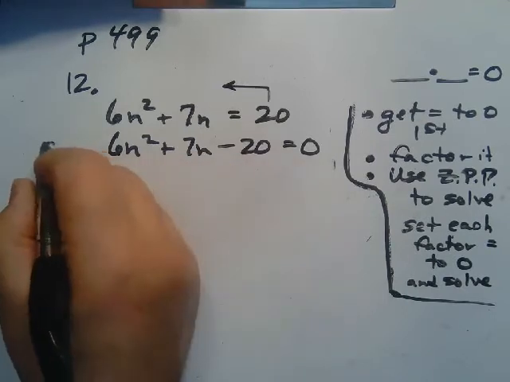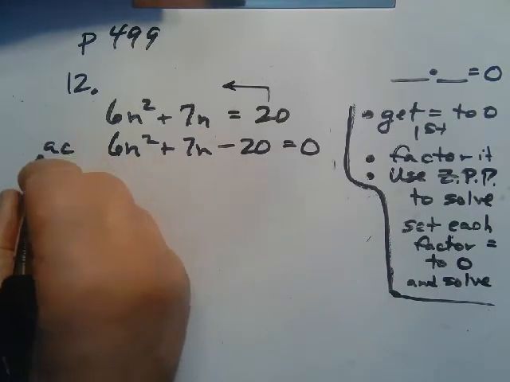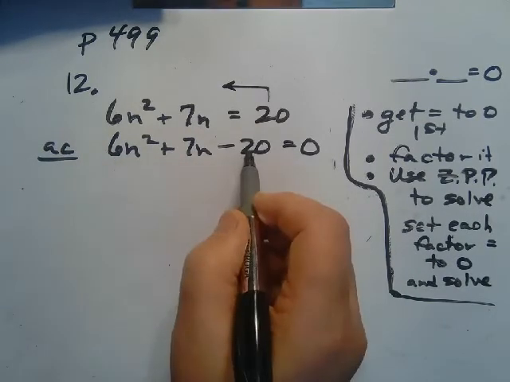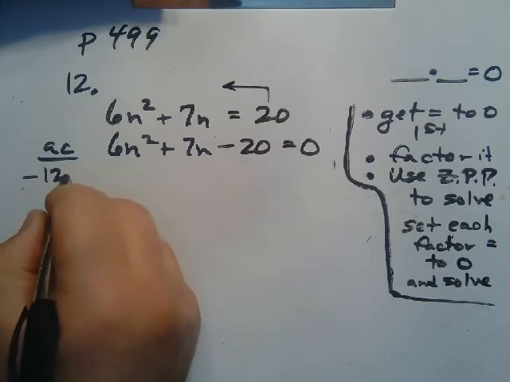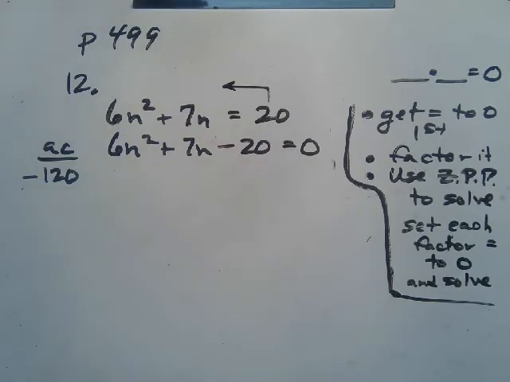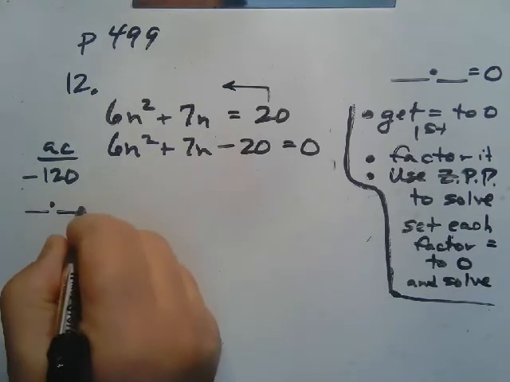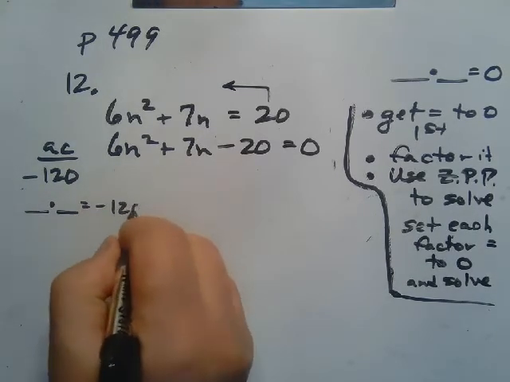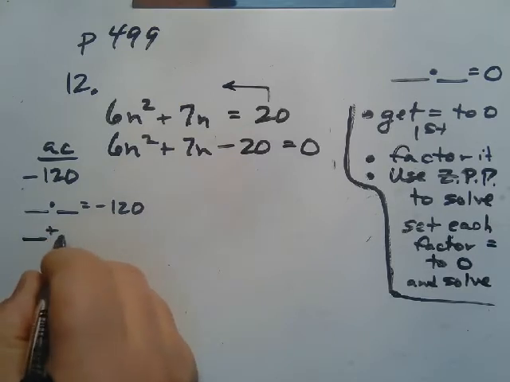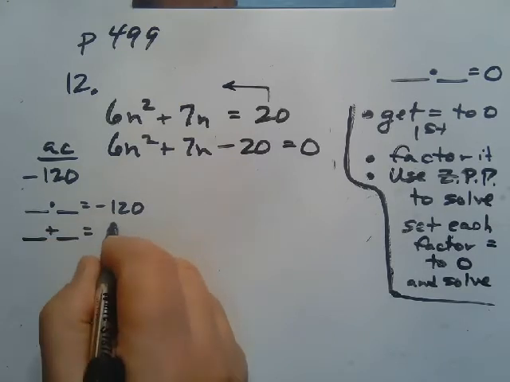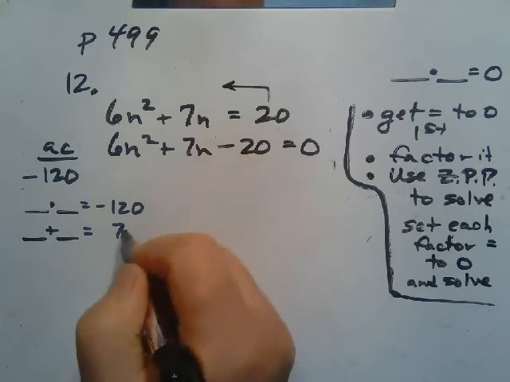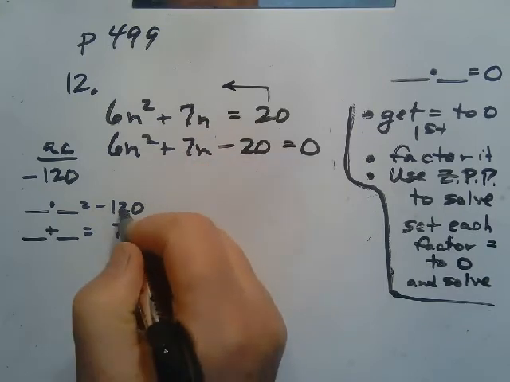A times C. Well, A times C, 6 times negative 20 is a negative 120. I want two factors whose product is a negative 120 and whose sum is 7. Right there. See that? Sum is 7. Product is a negative 120.